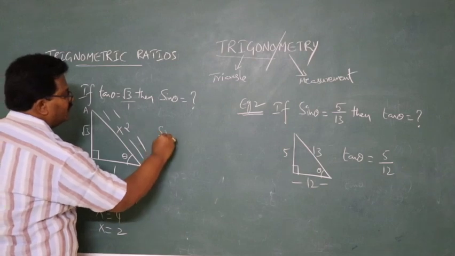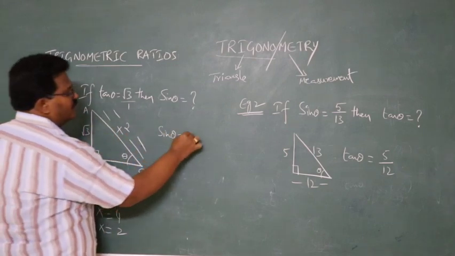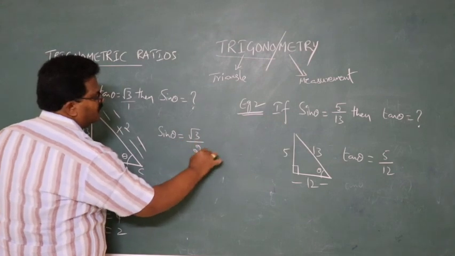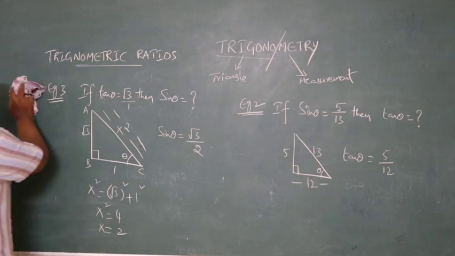Then we have to find sin theta. What is the formula for sin theta? Opposite by hypotenuse. So that is root 3 by 2. So these are the best examples.